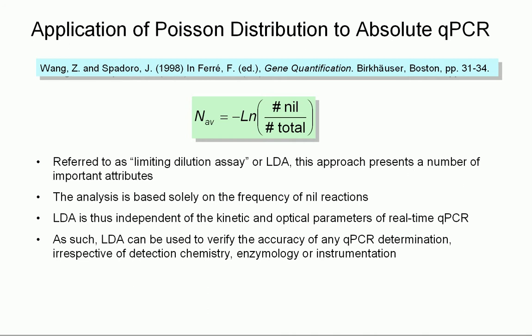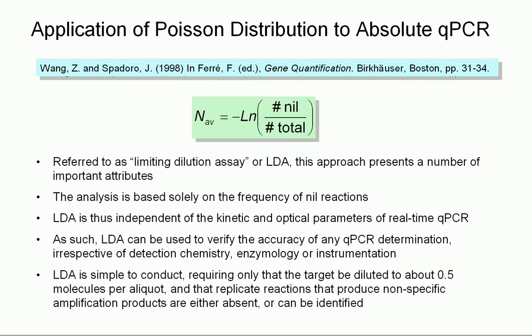As such, LDA can be used to verify the accuracy of any quantitative PCR determination, irrespective of detection chemistry, enzymology, or instrumentation. LDA is also simple to conduct, requiring only that the target be diluted to about 0.5 molecules per aliquot, and that replicate reactions that produce nonspecific amplification products are either absent or can be identified. Let me then present two examples.